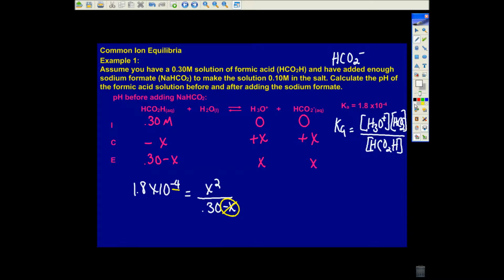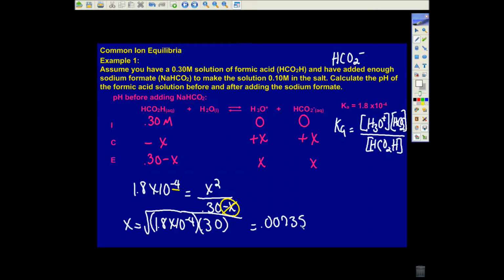If you want to rearrange it, you know that X is going to be equal to the square root of 1.8 times 10 to the negative 4 times 0.3, all under that radical. And you can plug it into your calculator and solve. That's what I'm doing right now. 1.8 times 10 to the negative 4 times 0.3. And I get an X value of 0.00735. Now that's my X value.